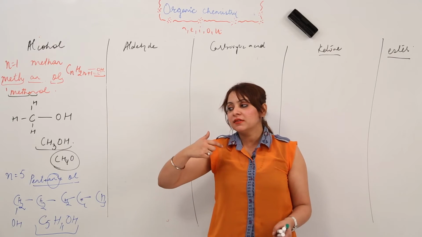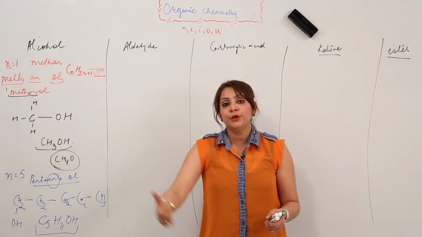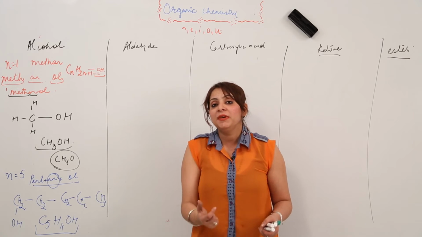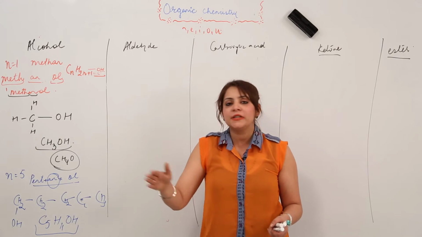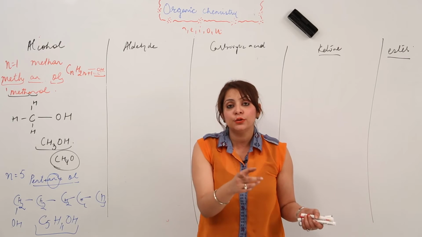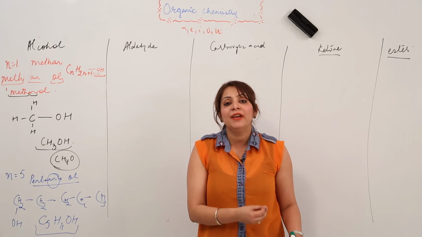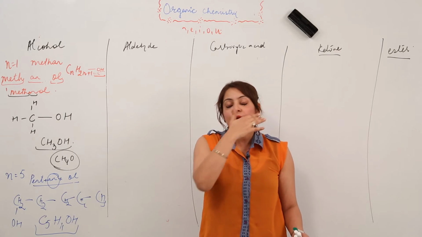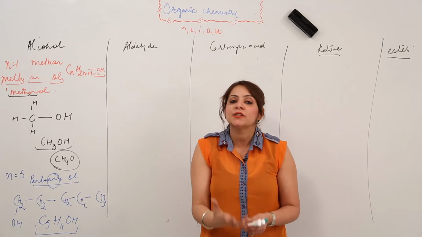Then write the meaning of each word involved in the naming, right? Prop means 3 carbon, put 3 carbons. Ane means single bond, put single bonds. Ol means the OH, just put it at the corner. You need to remember that, I told you. After doing all this, you just need to satisfy the valency by putting the H as many as required, right?